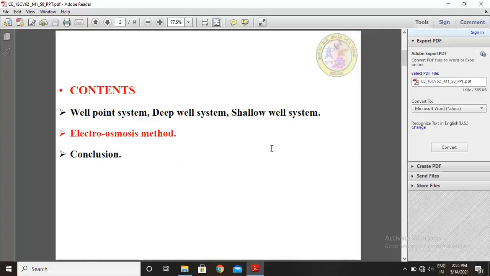Contents. Today's contents are the well point system, deep well system, shallow well system, electro osmosis method, and conclusions based on the above dewatering methods. These contents are required to be explained in detail in session 8.